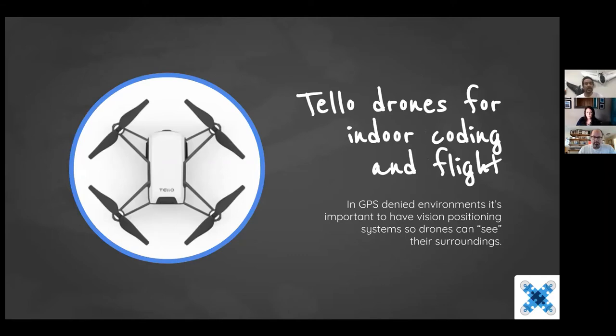So we'll start off talking about indoor coding in flight. The Tello, as Marissa mentioned, is a really affordable drone. It runs about $99 with no additional accessories. You can get it for about $100 and fly it indoors with amazing sensing capabilities. We call this a GPS-denied environment, where Tello can hold position accurately, and we can send commands to it to fly Tello around the room.